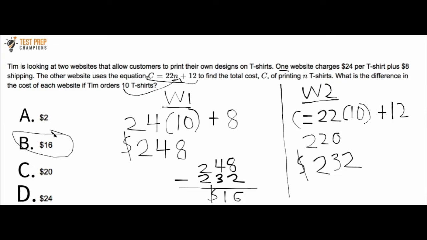But basically, again, we calculate the cost of ordering from one website, calculate the cost of ordering from the second website, and we subtract them. The difference between them is 16 bucks. B is the right answer here.